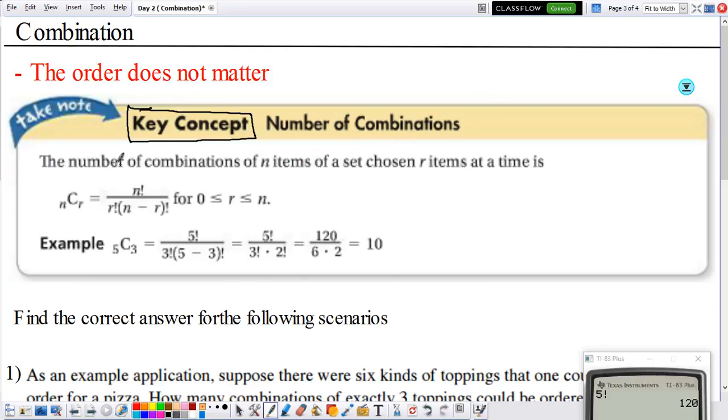So if we read the first sentence as the number of combinations of n items, n in some way is the total. N is the total. It's what you have in your group. And now r is the grouping. And again, I'm going to put groups in parentheses because it's not really groups, but it's helpful if you think about it as some kind of grouping. So what this line says is the number of combinations of n items of a set chosen r items at a time. What this means is that you have n elements and you want to make groups of r.